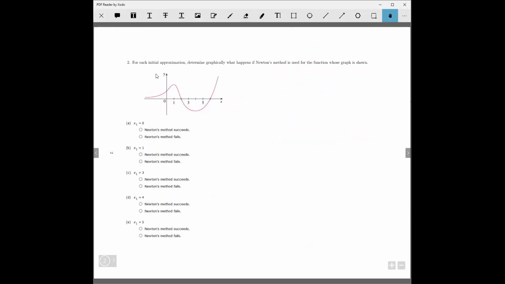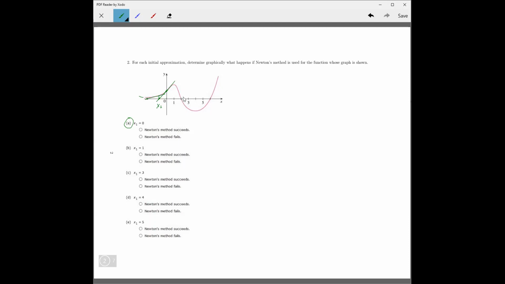Number 2, for each initial approximation, determine graphically what happens if Newton's method is used for the function whose graph is shown. Okay, so here we're trying to figure out 2 roots, which are 2 and 6. If you start at 0, you start right here. So what's going to happen? When you take the tangent line, that's going to put you to here. So x2 is going to be right there. And then you'll take the tangent line here, and that's going to put you further out over here. And then that's going to put you further out.